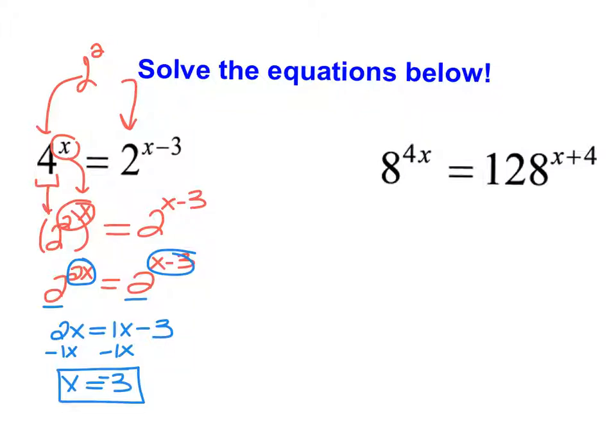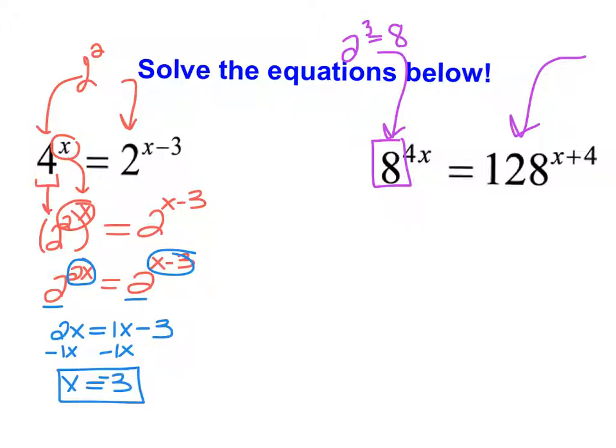And then from here, if I look at the next example here, I notice that I have a base of 8 and a base of 128. And while I would love to write these both in terms of 8, I can't, so I start brainstorming other options. Now, I know that I can rewrite 8 as 2 to the power of 3. So I start brainstorming and thinking if I can rewrite 128 as a power of 2.